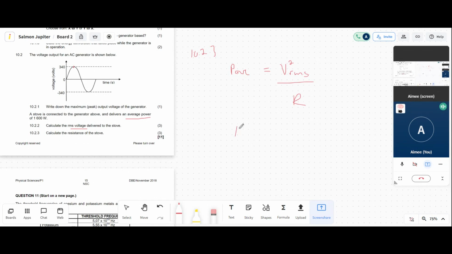Okay? So you substitute in 1600 watts as your average power. You put in the VRMS that you just calculated, which was 240.42 volts, and we square that divided by R. Now you plug this into your calculator, and the R that you get is 36.13 ohms. So this is the rounded off resistance of the stove that you have connected to the AC generator in question.